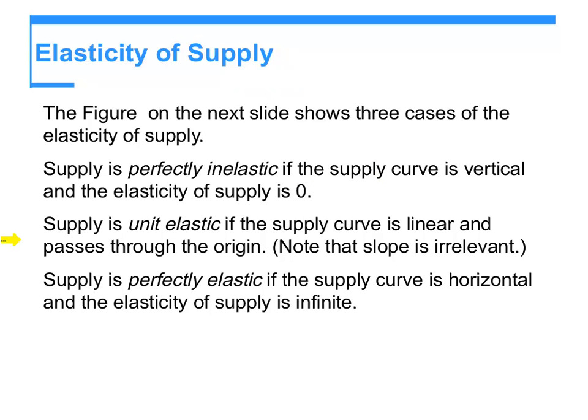Supply is unit elastic. You remember exactly we did this for demand as well. The supply curve is linear and passes through the origin. Note that the slope is irrelevant. We're now going to go further on and look at that.